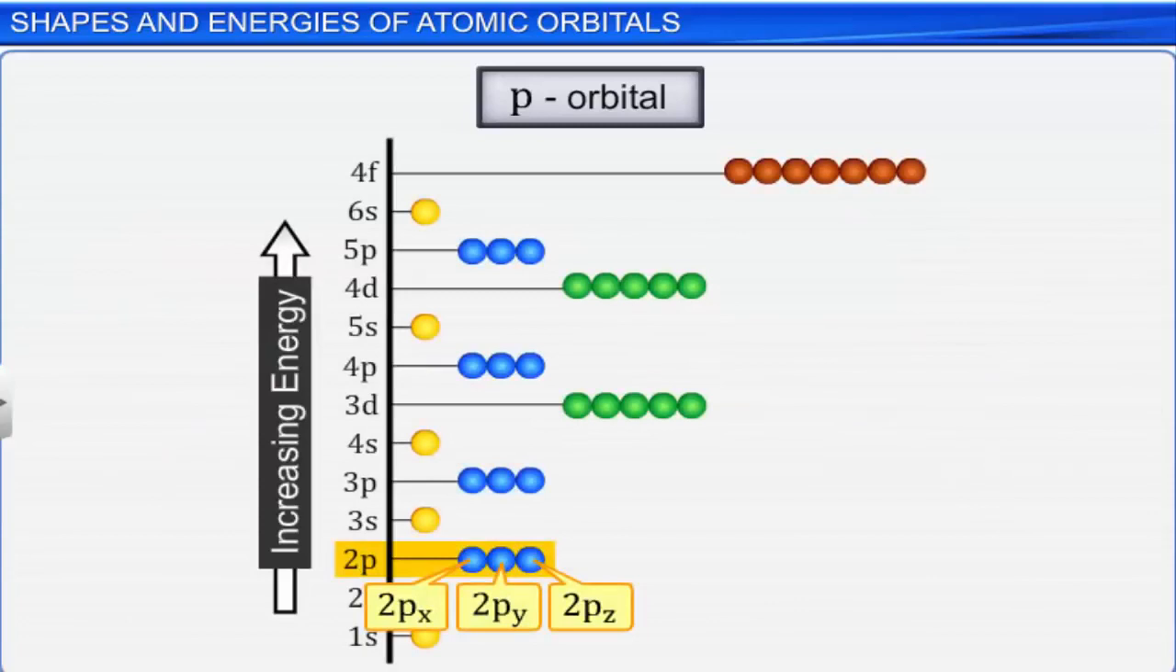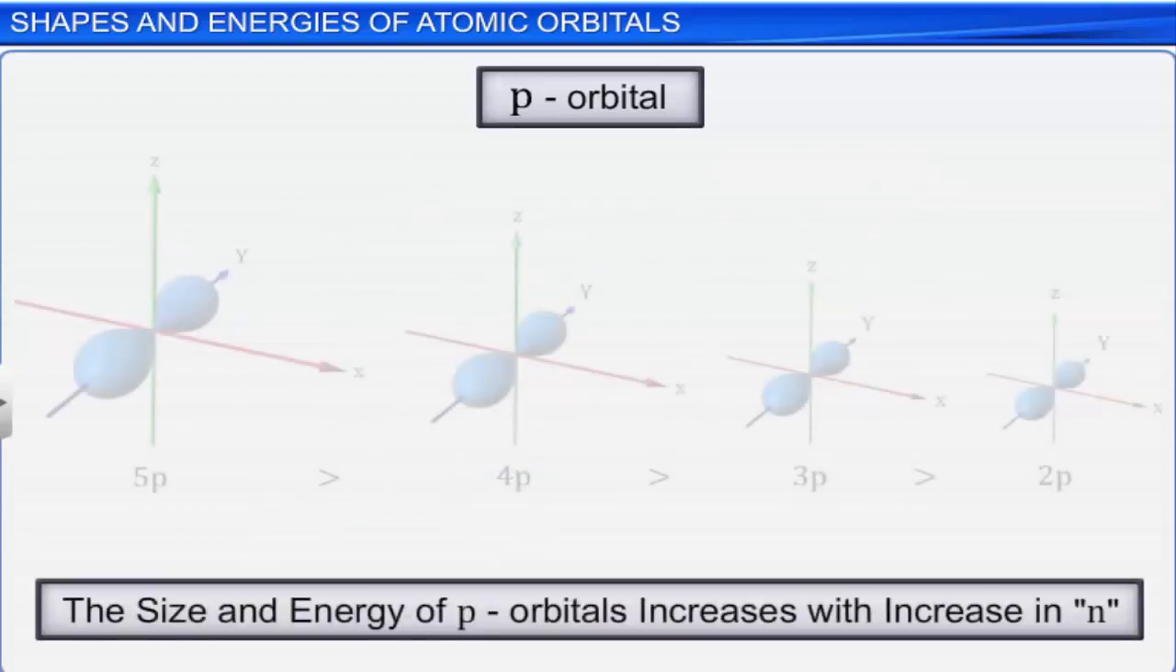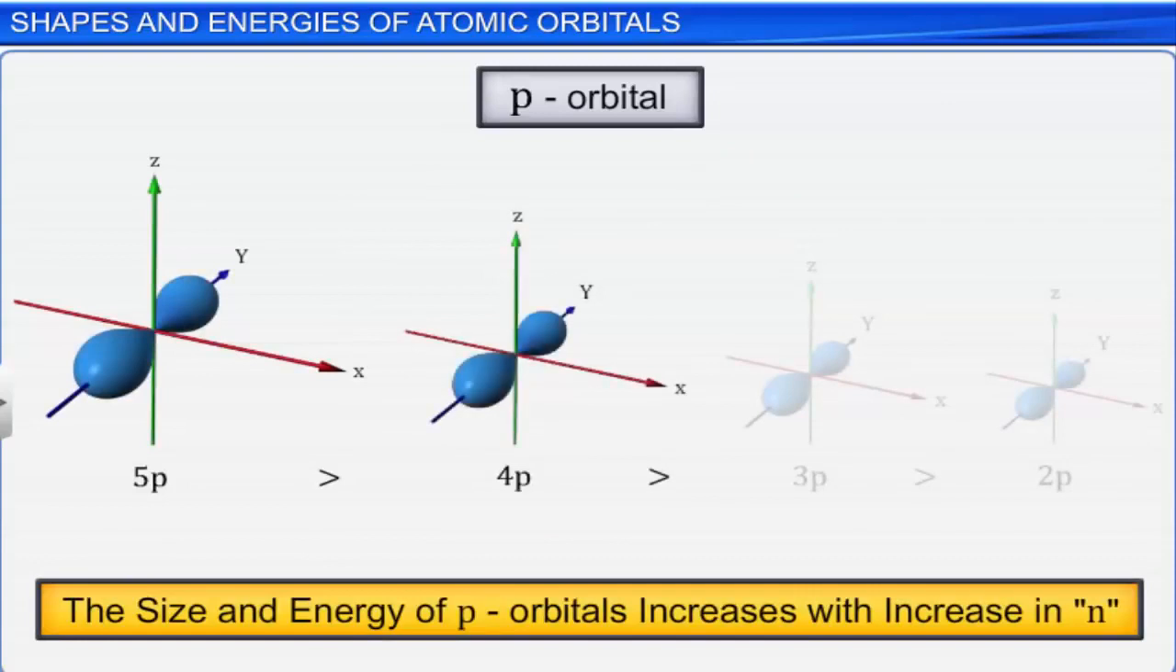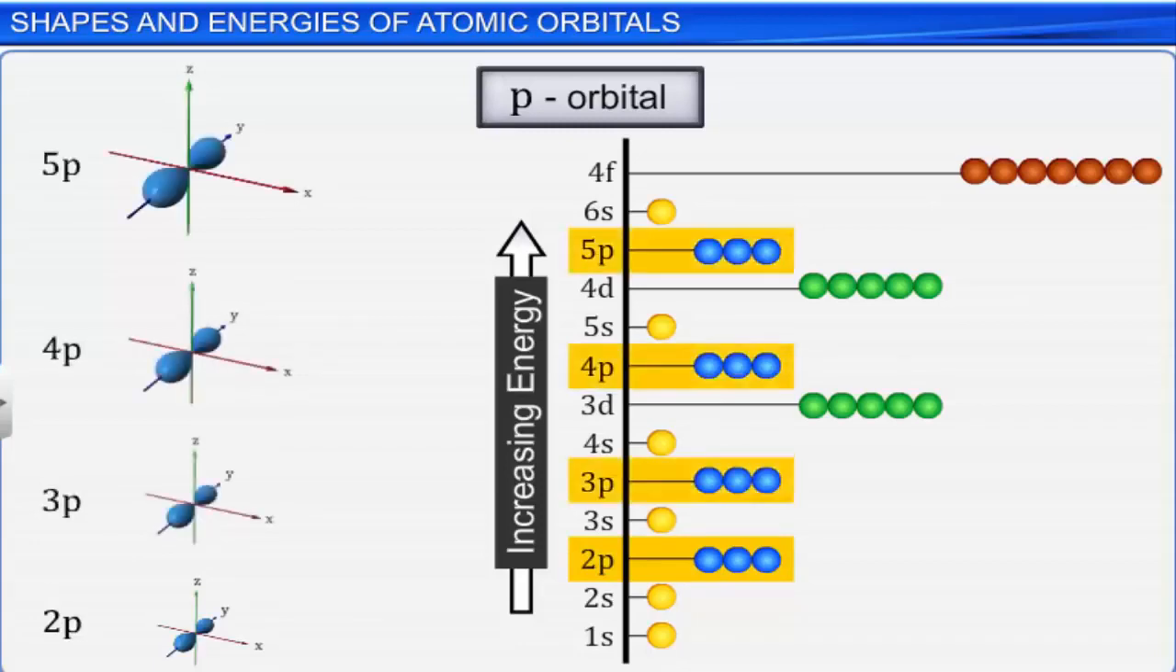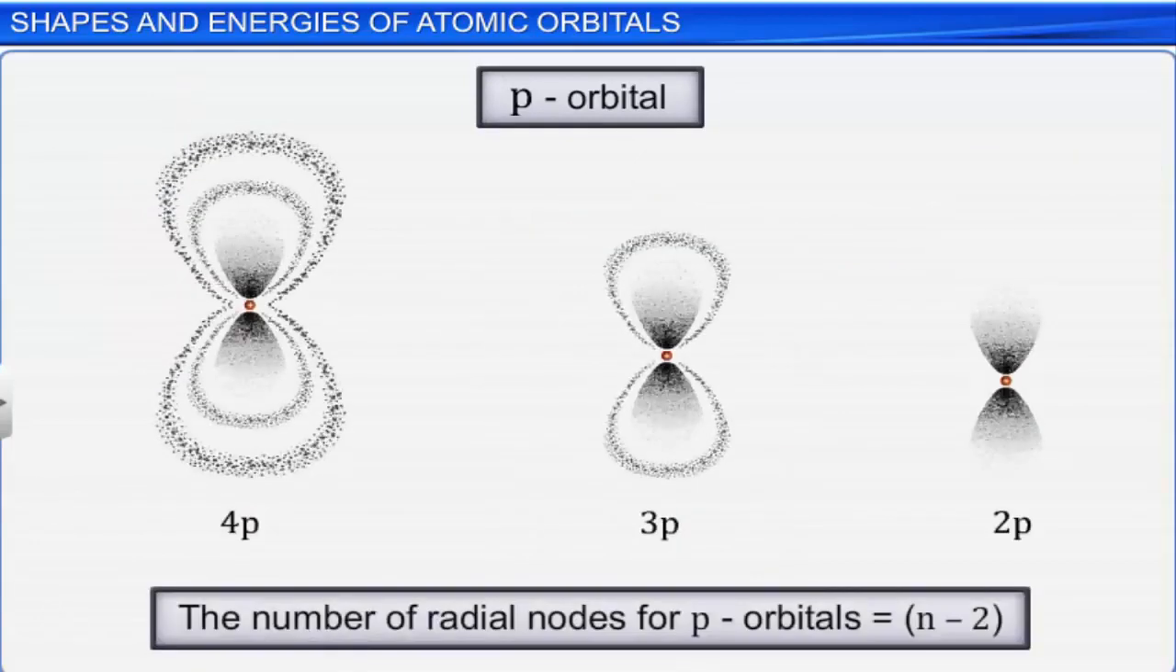However, like s orbitals, the size and energy of p orbitals increase with increase in the principal quantum number. For example, the size and energy of 5p is greater than 4p, which in turn is greater than 3p, followed by 2p as shown. The number of radial nodes for p orbitals is given by the expression n-2. Therefore, the number of radial nodes is 0 for 2p orbital, 1 for 3p orbital, 2 for 4p orbital, and so on.